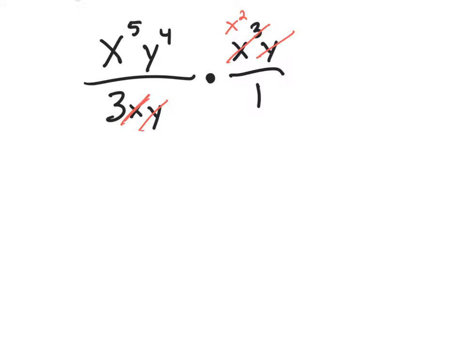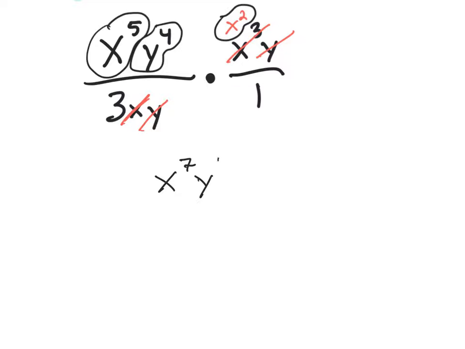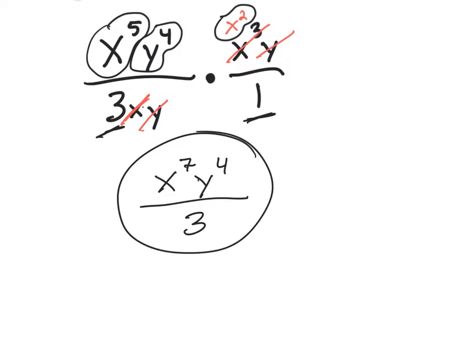Okay, and now we're ready to put everything together on the top. So x to the 5th times x squared, what do we know? We know it's x to the 7th. We could just add it. Y to the 4th on the top, nothing else for the y, so it's y to the 4th, over 3 times 1 is 3, and the rest of them went away. There you go. Any restrictions in the domain? Nope, because there's no variables left, no obvious restrictions in the domain.